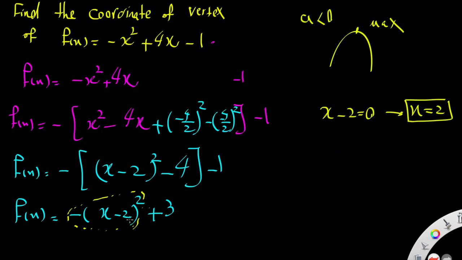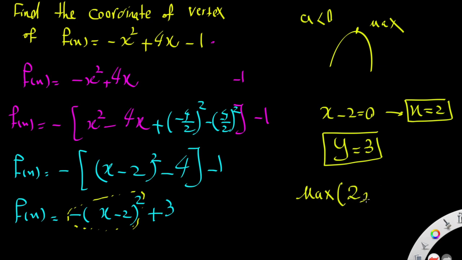To find the y coordinate, I replace it: 2 minus 2 squared times negative is 0, plus 3. So the y coordinate will be 3. So the coordinate of the maximum will be 2 and 3.